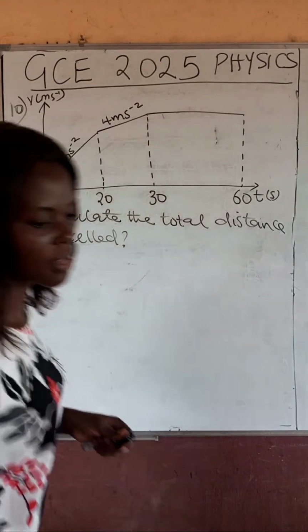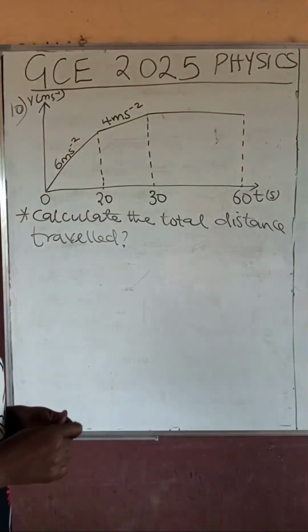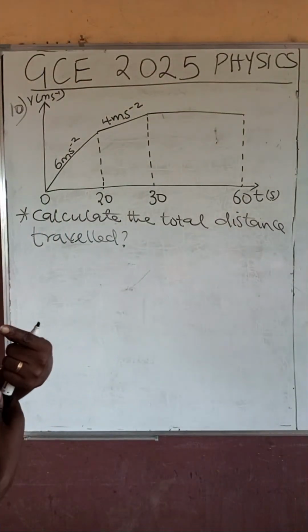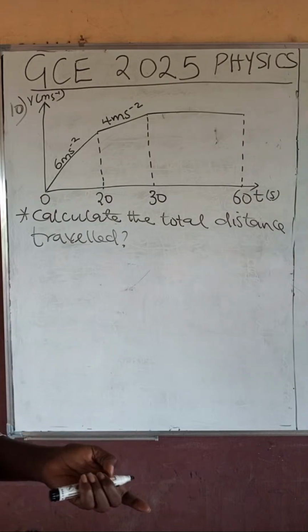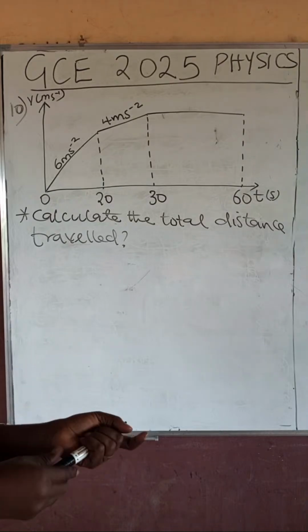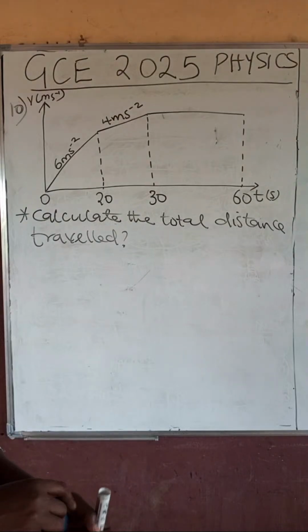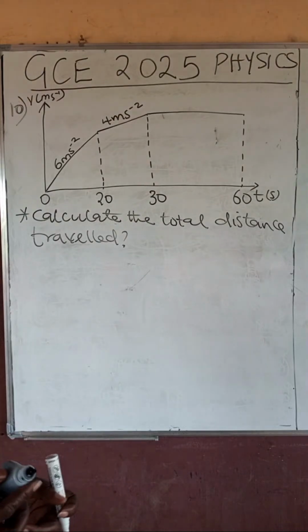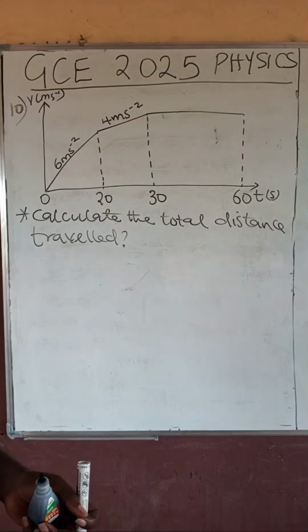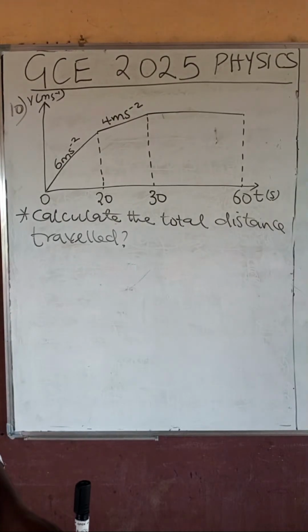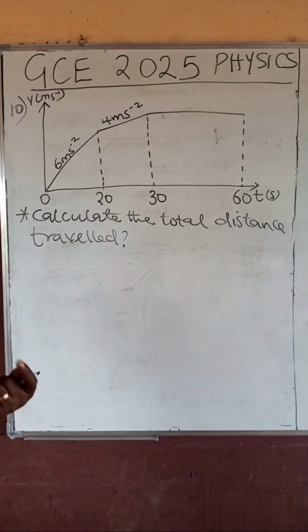All right. Before we could solve this, we are going to put so many things into consideration. This is a velocity time graph question, and we are going to use the knowledge of our speed, velocity, and acceleration to solve this. Right? Okay. So let's quickly move into the solving.